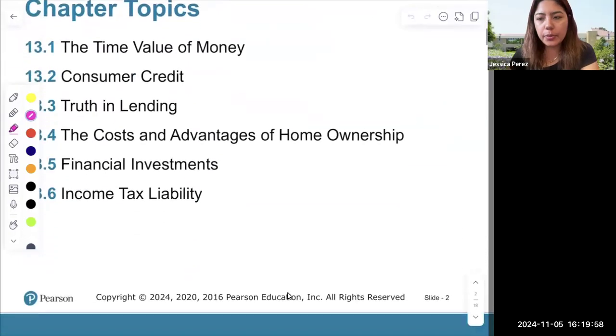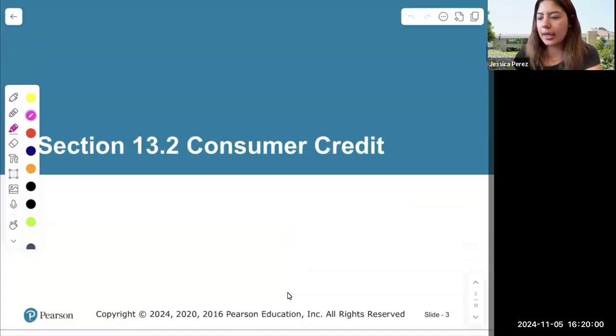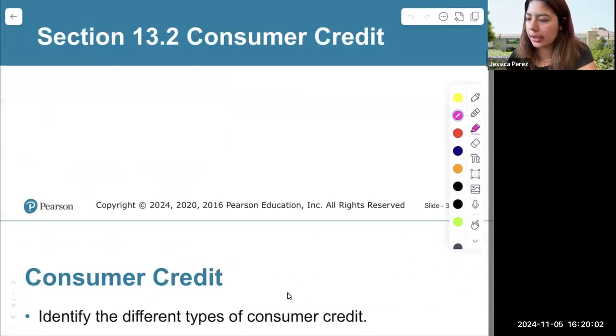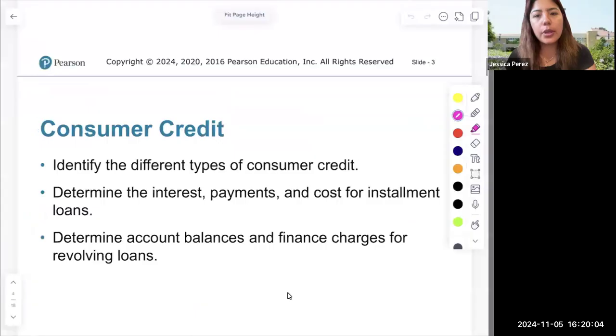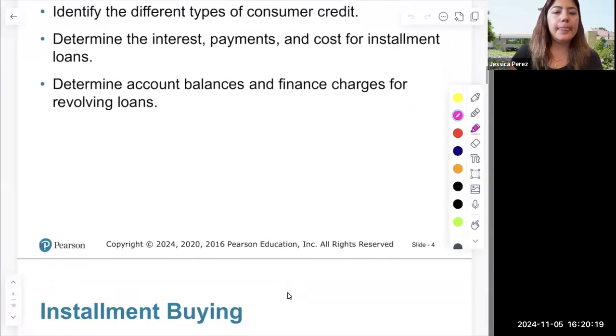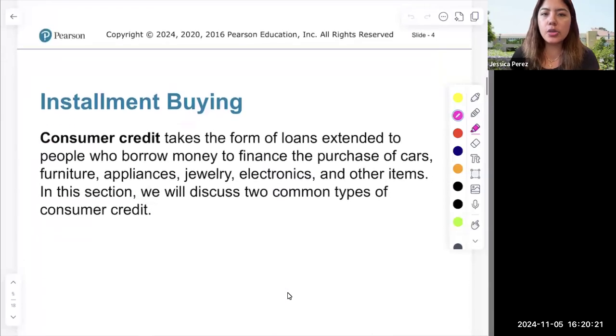That is section 13.2. So let's begin by talking about what we are going to be looking at in this section. We are going to be identifying the three types of consumer credit. We're going to determine interest payments and costs for installment loans. We're also going to be determining account balances and finance charges for revolving loans. So let's talk about consumer credit.